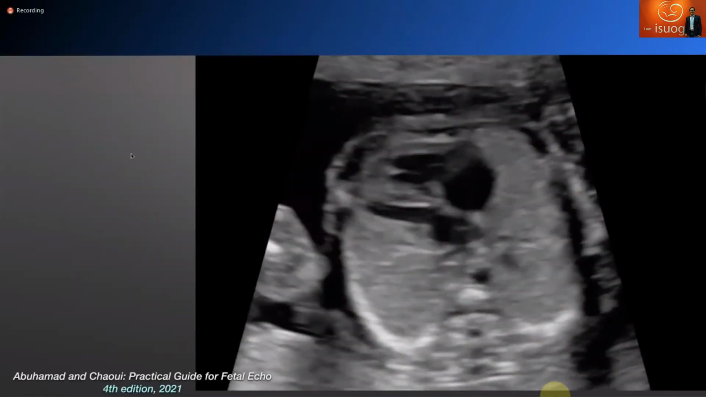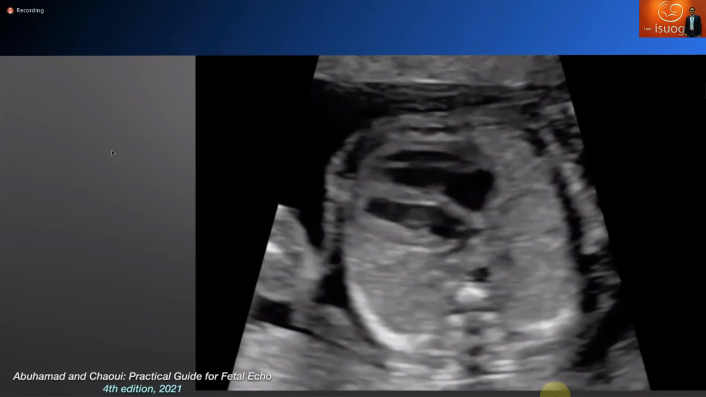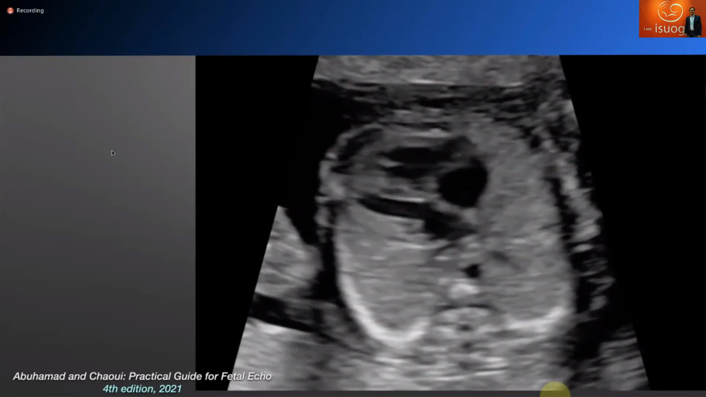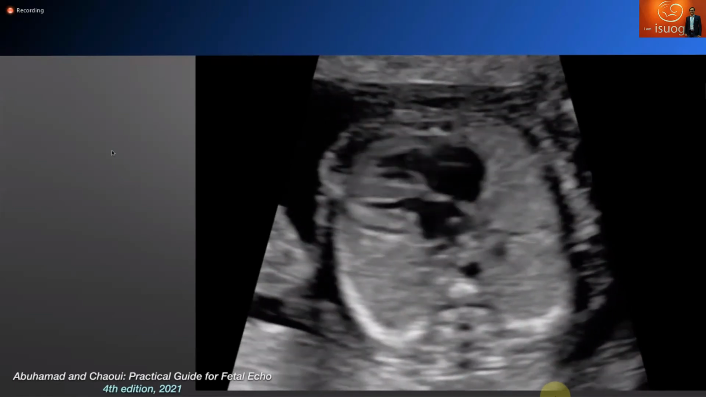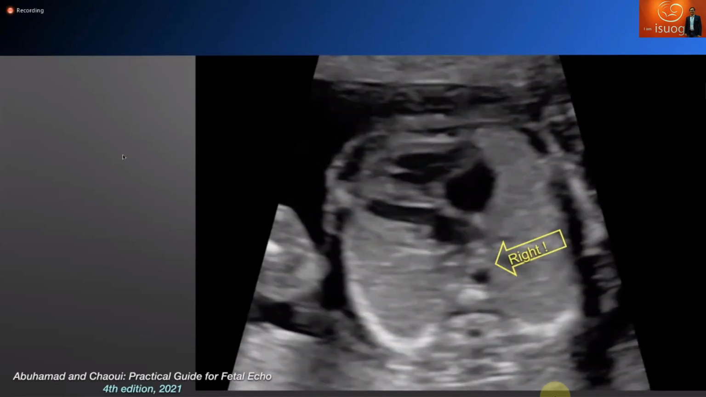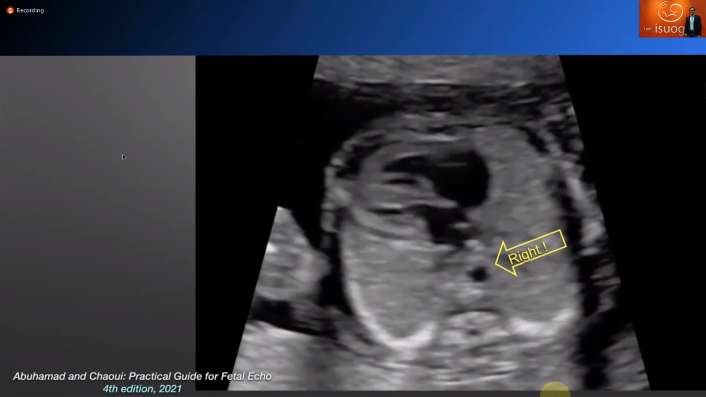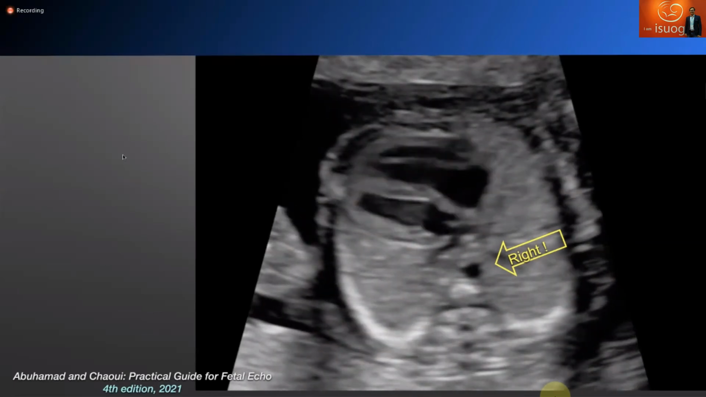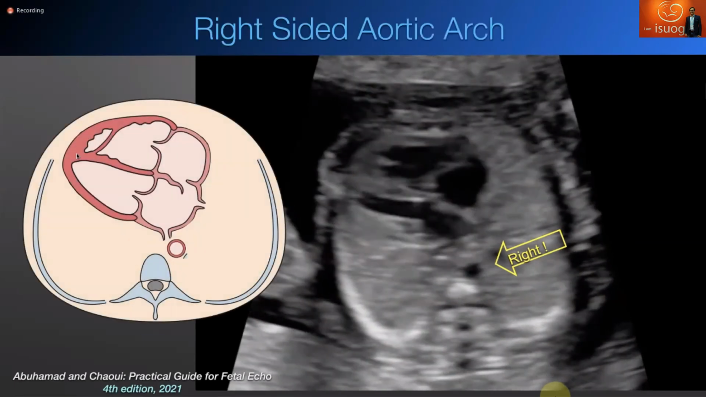Now look at this case here and think for a second what's going on here. Is the heart normal or abnormal? If you go systematically, if you are careful, you say the axis of the heart is more rotated to the left. You remember I showed you a picture with this, and the descending aorta is on the right. It should be on the left. So in this case, it is what we call a right-sided aortic arch.